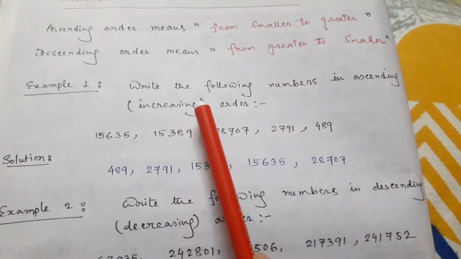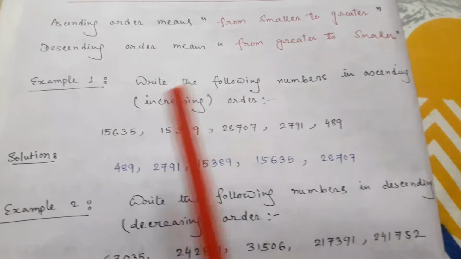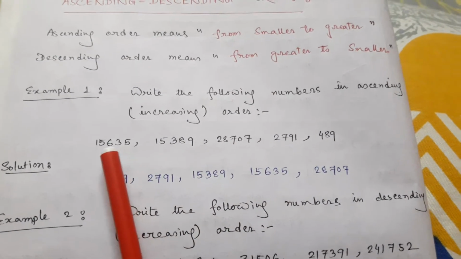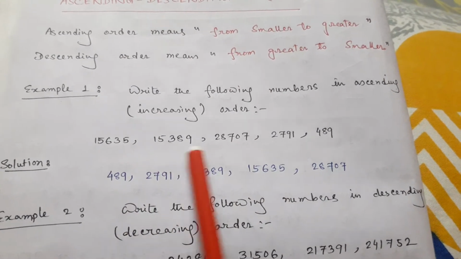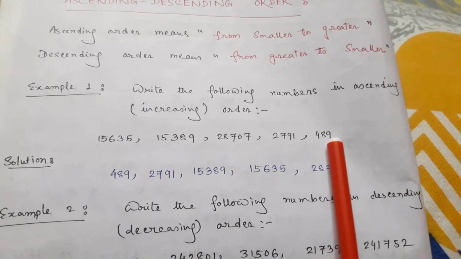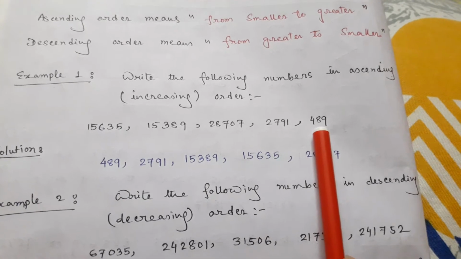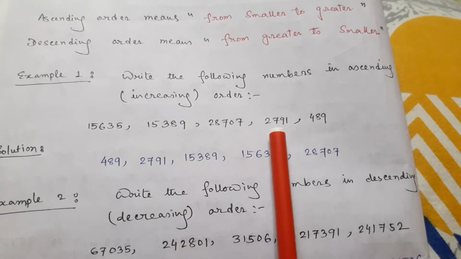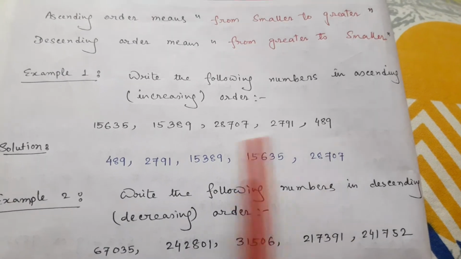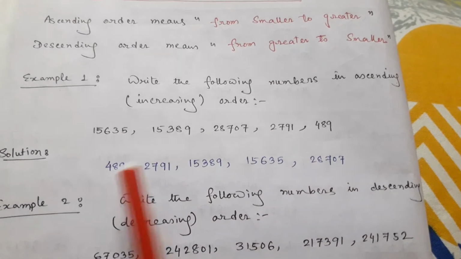Ascending means increasing, that means from smaller to greater. So we have to start from the smaller number. Okay, so now this is a 5-digit number, this is also 5-digit, this is 5-digit, this is 4-digit and this is 3-digit. So a 3-digit number is always smaller than a 5-digit or 4-digit number. So this is the smaller number. So we'll start from this number. So we have written 489.